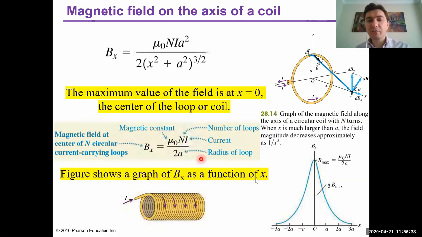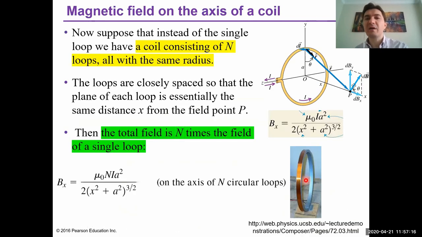So what we have here, this is X from the origin to a certain point. X is increasing, and this is the magnetic field. So this is the magnetic field as a function of X. What you see is that at the origin, at that point, the magnetic field is maximum, and when you go far from the origin of the loop or coil, the magnetic field goes down. We have maximum magnetic field at the origin of the loop or coil.